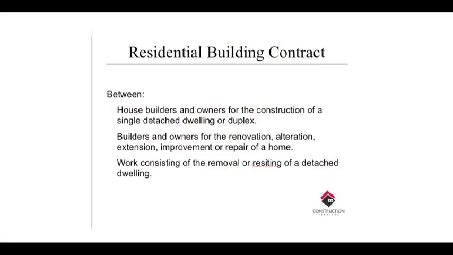Okay. The residential building contract, it is for house builders, which you guys are going to become, between you, the builder, and the owner for the construction of a single detached dwelling or a duplex, and for builders and owners for the renovation, alteration, extension, improvement or repair of a home, and for work consisting of removal or resiting a detached dwelling. So if your intention is to become a builder to do any of that sort of work, you've got to have a contract in place. And it would normally be a residential building contract for all that type of work.